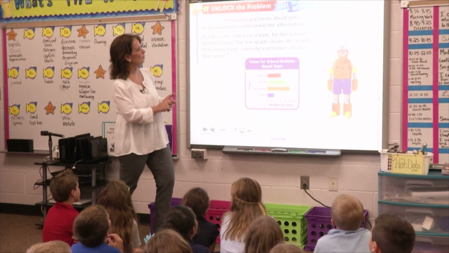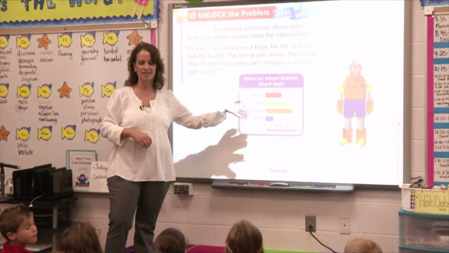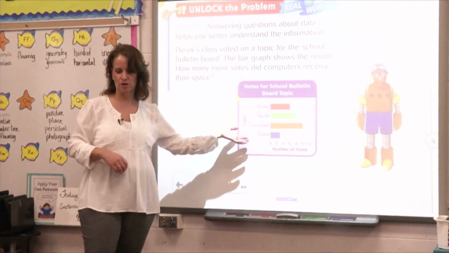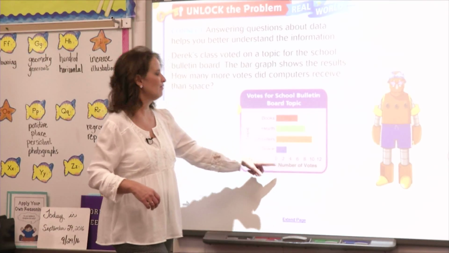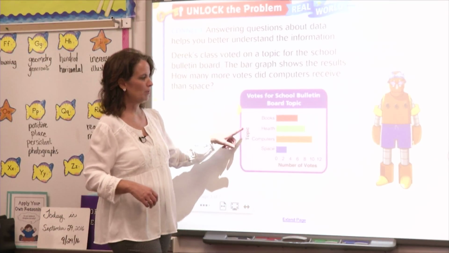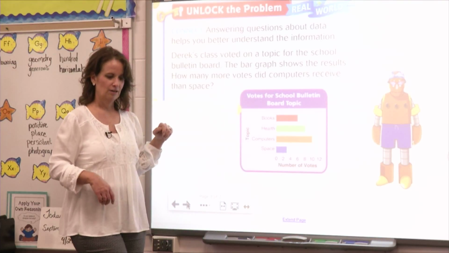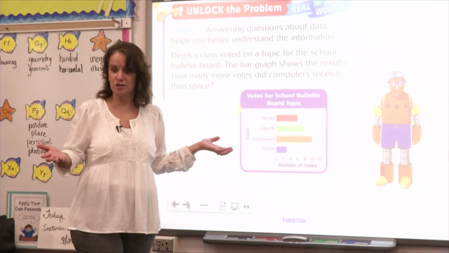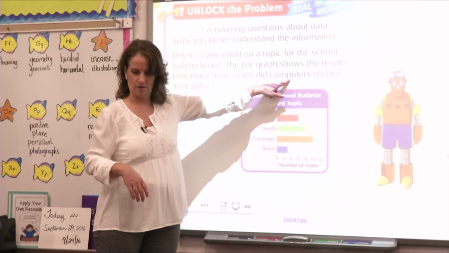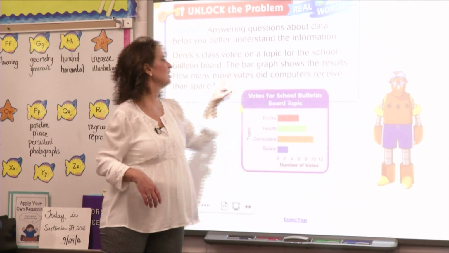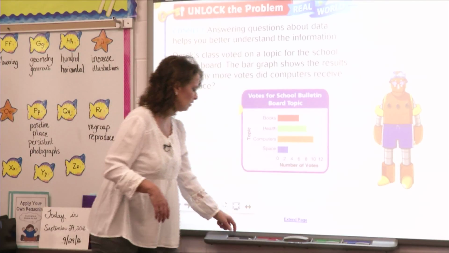So here we go, answering questions about data helps you better understand the information, because the bar graph is trying to give us information. It's not just pretty bars on a paper, right? It's trying to tell us something about the number of votes and the topic. And what is this then? It's the title of the bar graph, the information we're trying to get. So how many more votes did computers receive than space?